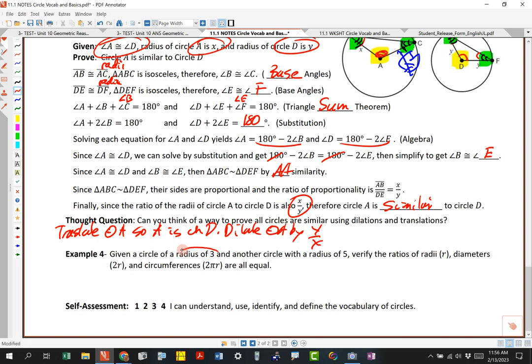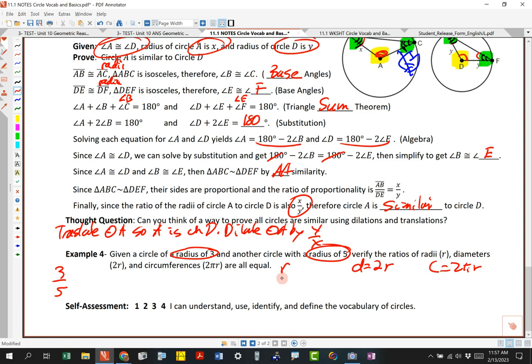So here's the idea. Everybody watch. We have two circles. One has a radius of 3 and one has a radius of 5. If you're going to prove that things are similar, their corresponding parts have to have the same ratio. So would everybody agree that we've got a ratio of 3 to 5 on these two circles? One's bigger than the other. Okay, watch. So if we do radius, diameter, and circumference, radius is just r. Diameter is 2 times r, and circumference is 2 pi r.